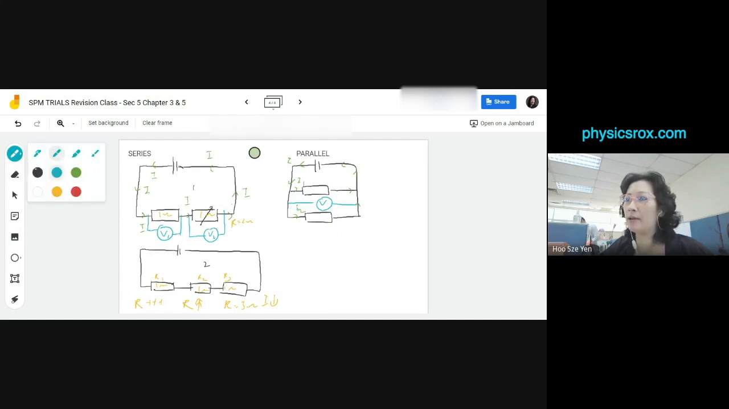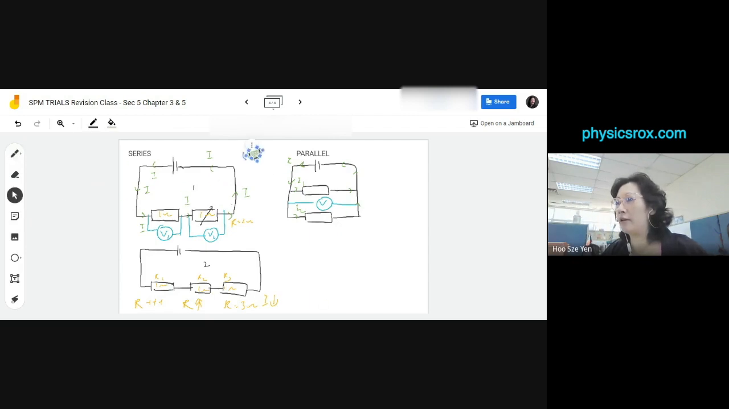It's because that when the current flows, where's my annoying green dot that doesn't move and I want it to move?